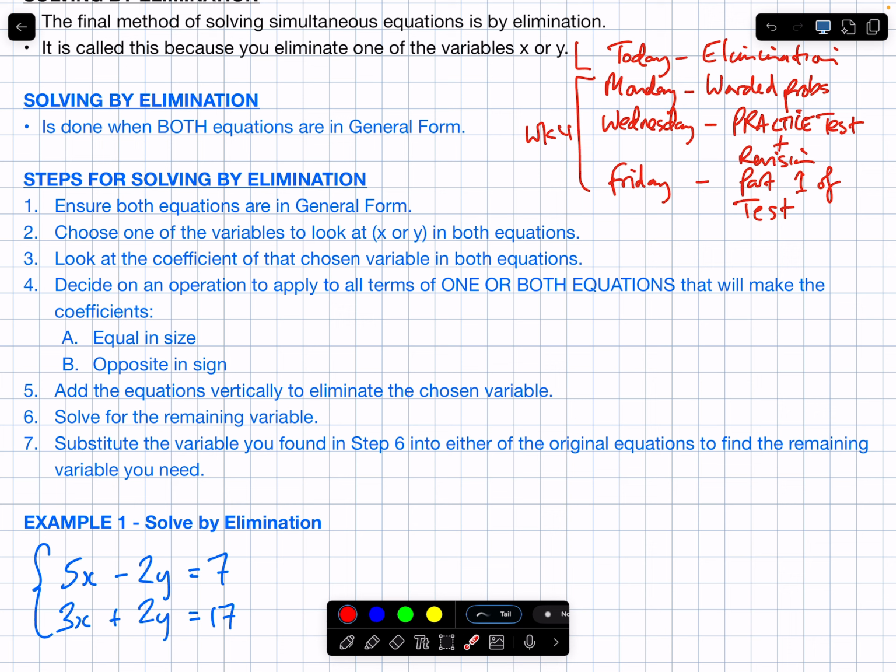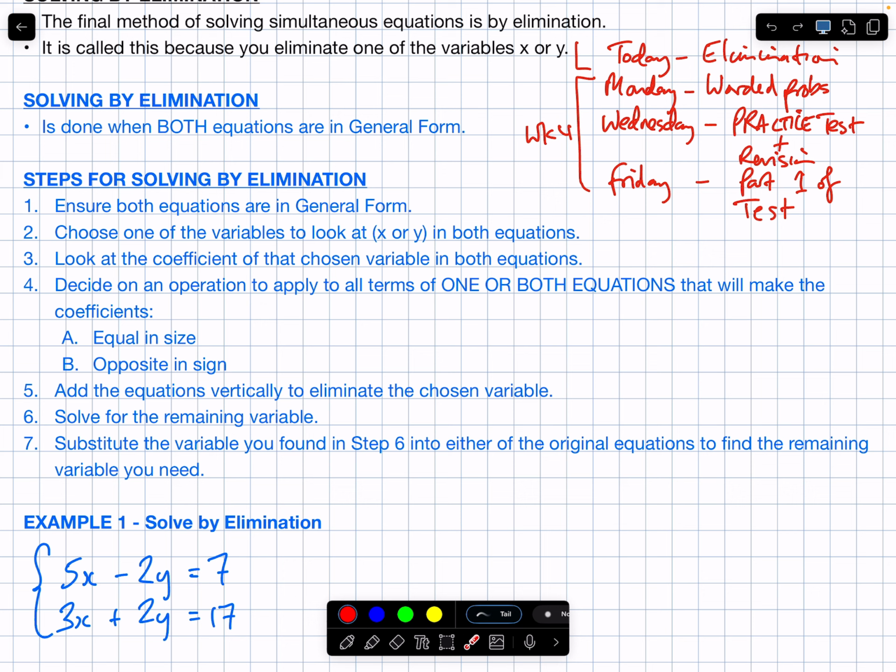Step 3, look at the coefficient. Does anyone know what the coefficient is? If I wrote 2x, which is the coefficient in 2x? 2 is the coefficient, so you do have an idea. Well done. Step 4, decide on an operation to apply to all terms of one or both equations, which will make the coefficients equal in size, opposite in sign. That's the hardest step of this and the one that you'll need clarification on.